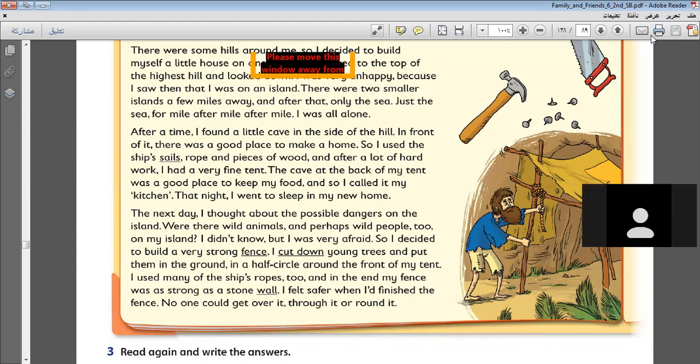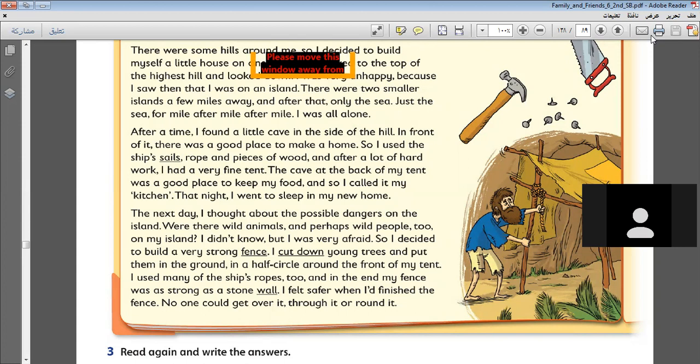Yes, teacher. So we are now on paragraph number 2. Can you find a verb 2? Okay. Used. Which line? Number 13. So line number 13, sixth graders, we have used, underline used. So I used the ship sails. So it's V2.